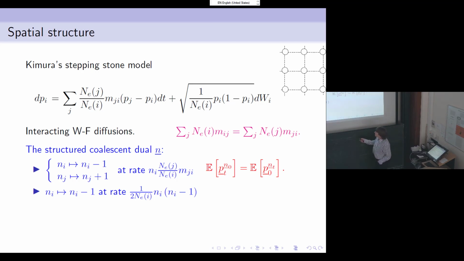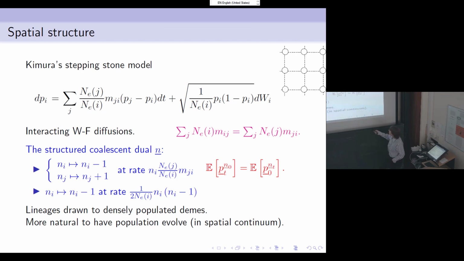But in addition, these ancestral lineages migrate between demes, and the rate that an ancestral lineage currently in deme I migrates to deme J, so that the number in deme I goes down by 1, the number in deme J goes up by 1, is given by this weighted quantity. Remember, forwards in time, an individual would move from deme I to deme J at rate mij. So if the backwards in time mechanism were the same, then this would happen at rate mji. But in fact, lineages are drawn towards larger demes.